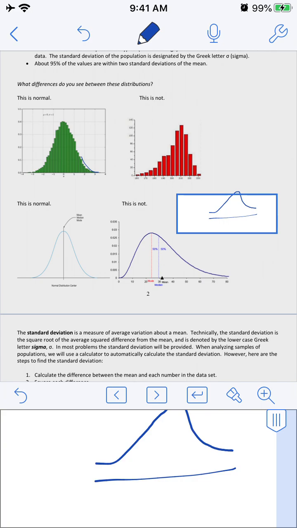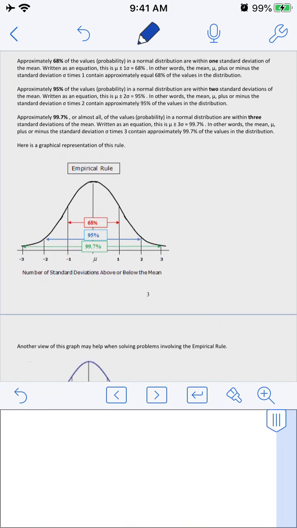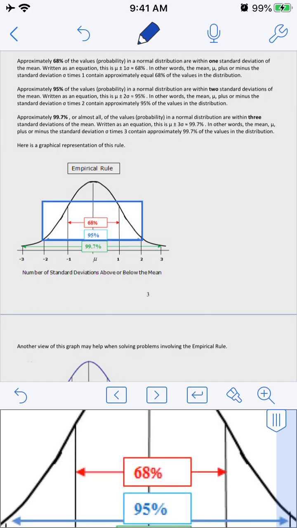That's where we get the empirical rule. The empirical rule says there has to be a certain amount that actually is in between those two lines, that bump, so that it's actually a normal curve. That number is 68%.